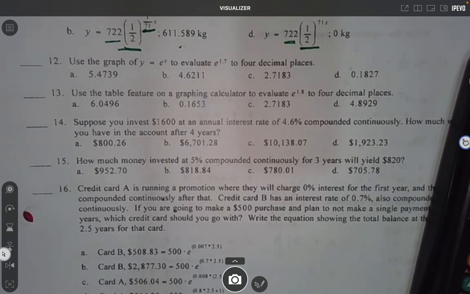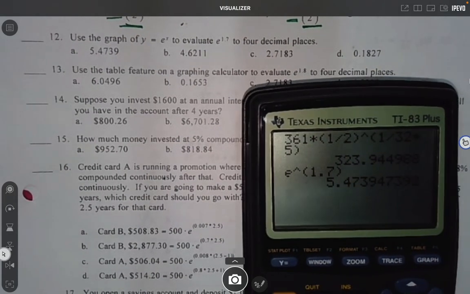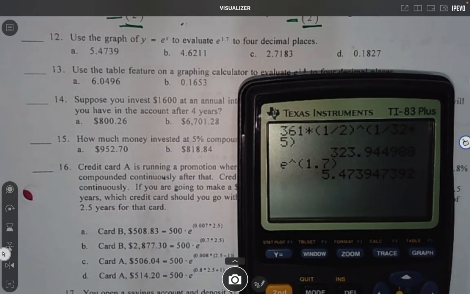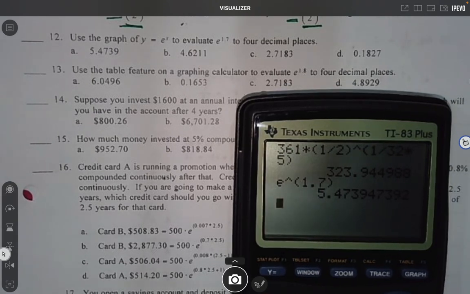Do I need to do number 13? Yeah, then I'll do number 13. Okay, so that was number 12. So you do second E, and then type in the number they tell you. The number for number 13 is 1.8. So you're going to type in E to the 1.8. Do you want me to show you where the E is? No, I know where the E is. Okay, did you type it in? What'd you get for number 13? 13 is A. Yeah, 12 was A and 13 is A.